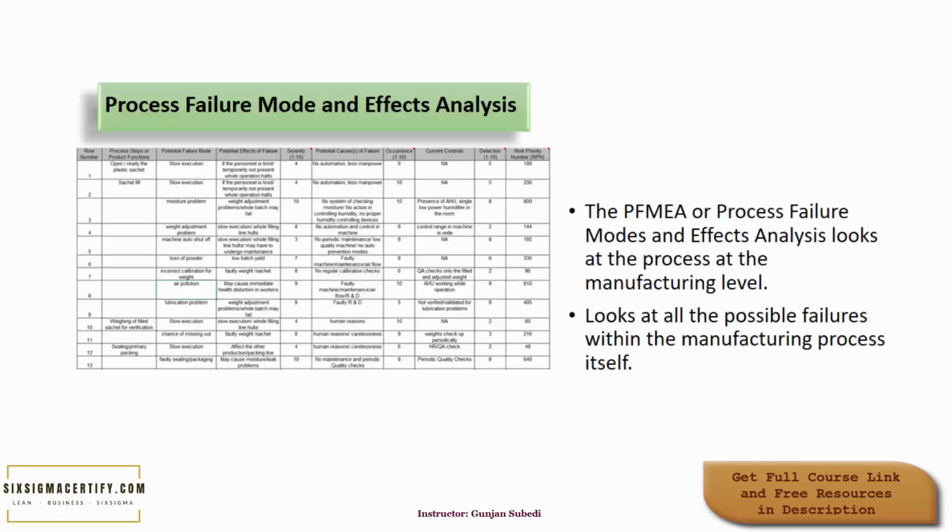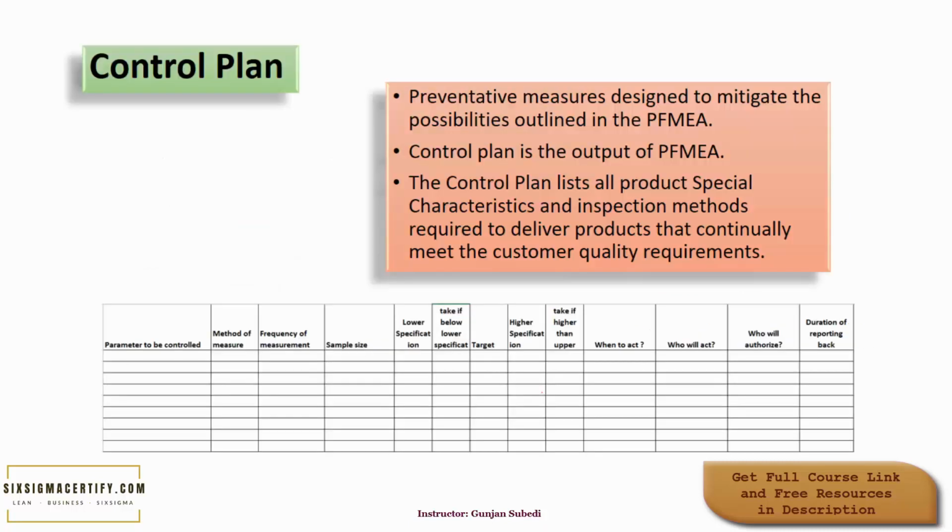Another element, we have process failure mode and effects analysis. The process failure mode and effect analysis, or PFMEA, looks at the process at the manufacturing level. Unlike DFMEA, which looks at the failure modes in the product, this looks at all possible failures within the manufacturing process itself. Control plans are the preventive measures designed to mitigate the possibilities outlined in the PFMEA. So, we can say the control plan is the output of PFMEA.